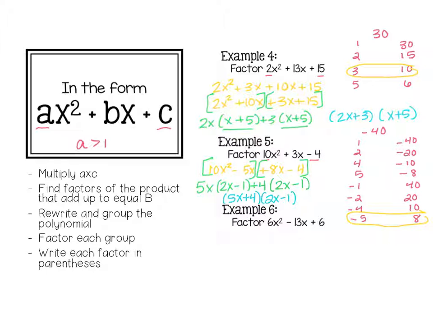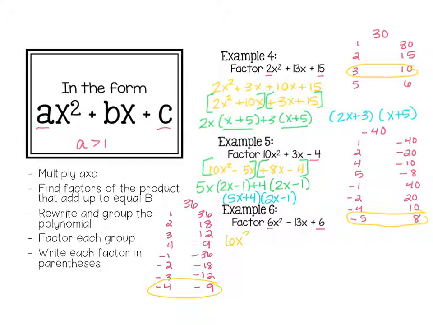All right, looking at example 6, my first step is to multiply a by c, and that's going to be 36. So my factors are going to be 1 and 36, 2 and 18, 3 and 12, 4 and 9. Or I could multiply two negative numbers: negative 1, negative 36, negative 2, negative 18, negative 3, negative 12, negative 4, negative 9. And I want something that's going to add together to give me negative 13. So that's going to be negative 4 and negative 9.